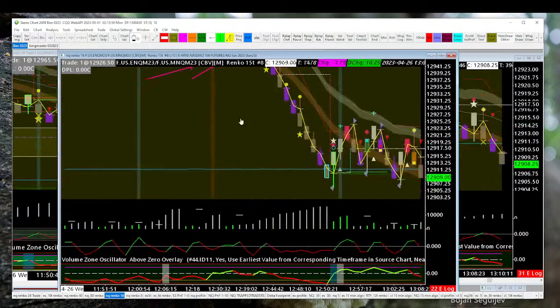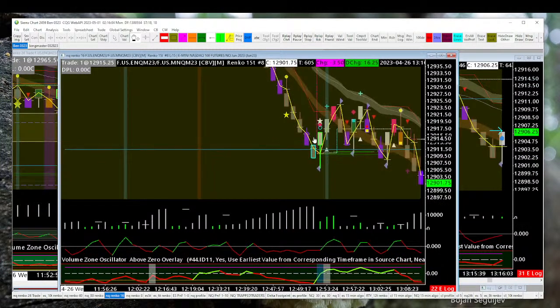So hopefully that makes sense. And then you're done for the day. Okay, here's that other trade I was talking about with the ring.